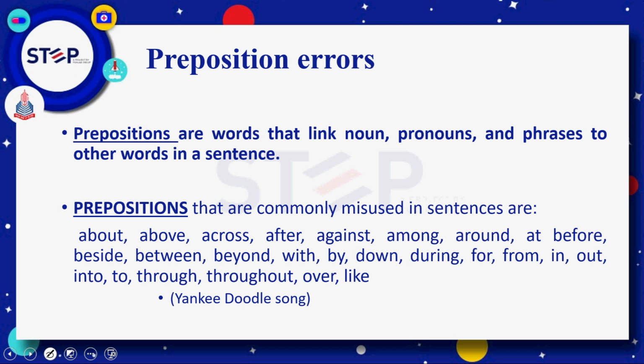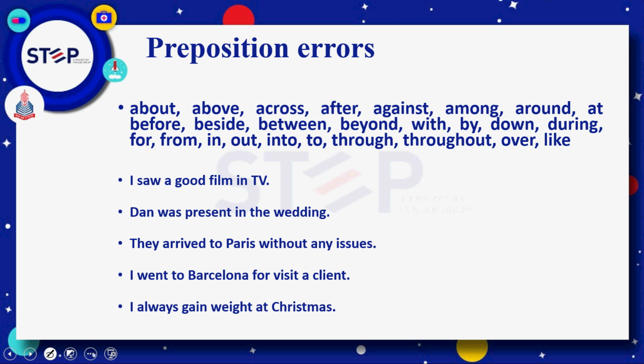They are the positioning words. Prepositions that are commonly misused in sentences are the following. Preposition errors: "I saw a good film in TV." I saw a good film. This "in" is wrong. There can be "on" or some other preposition. But "in" is wrong because "in" means inside the physical body of the TV, which is certainly not meant here.